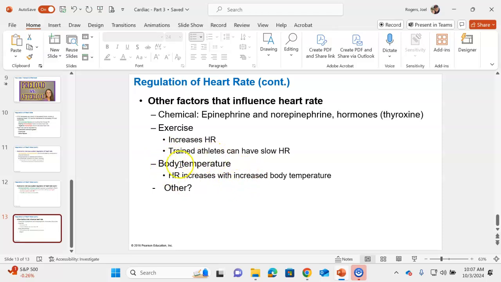Body temperature actually can increase or decrease your heart rate. So when your body temperature goes up, your heart rate goes up. Okay, when your body temperature goes down, your heart rate goes down. So perhaps one of the dangers of hypothermia is a decrease in heart rate. And if your heart rate goes down during hypothermia, guess what? Warm blood is not getting pumped out to the body like it should. And so as your temperature is going down, oxygenated blood isn't going to be making its way out to where it should.